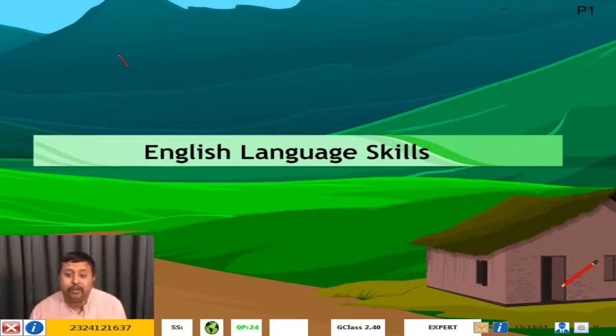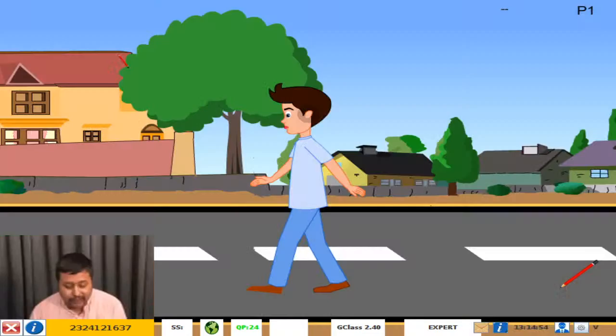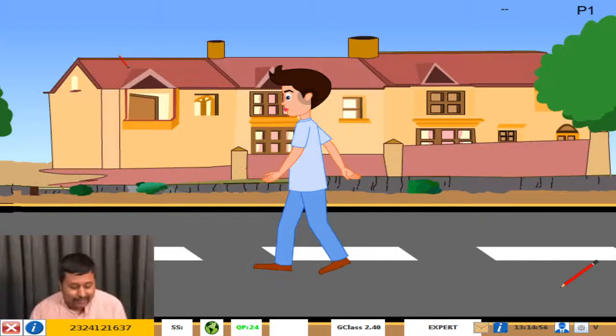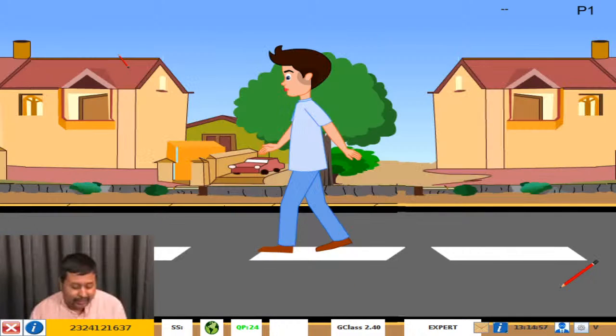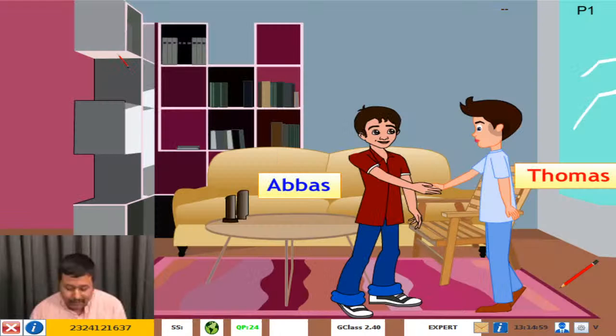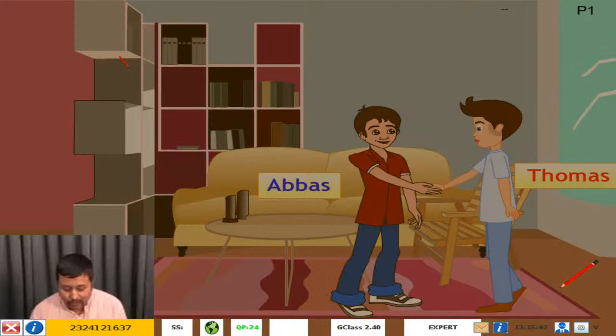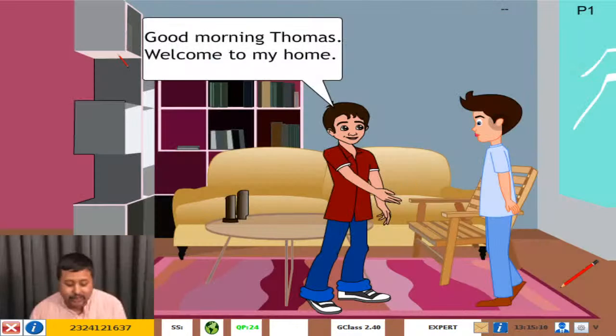This is going to be an English language skills class. So what do you have in store? There's a boy who's walking along the road. The boy who was walking is Thomas, and the other guy is Abbas. What are they doing? They're shaking hands. Let's see what they're up to. Good morning, Thomas. Welcome to my home. So Thomas walked to Abbas' home, where Abbas greeted him and welcomed him to his home.